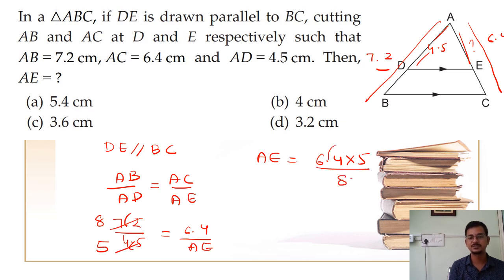So we'll remove this decimal. 8 8s are 64, 8 10s are 80, and 5 2s are 10, and 2 4s are 8. So this gives AE is equal to 4 centimeter. Option number B is correct.